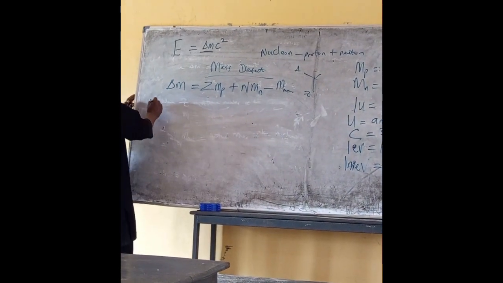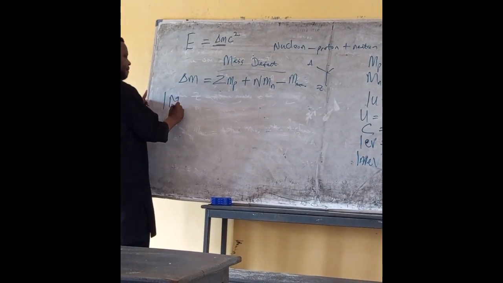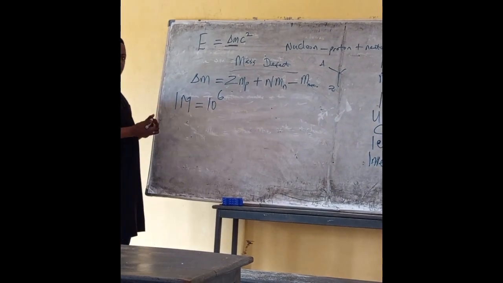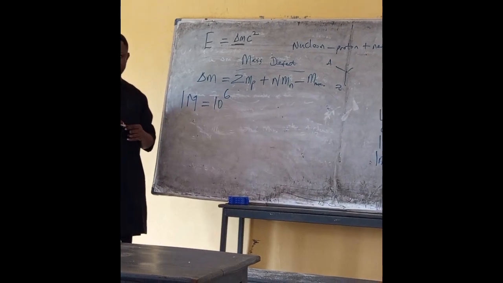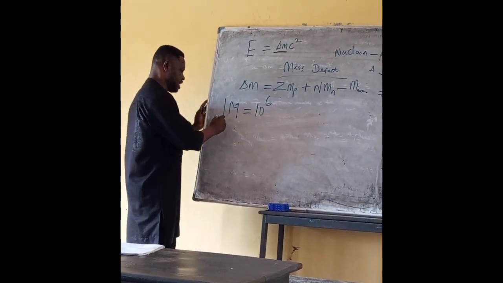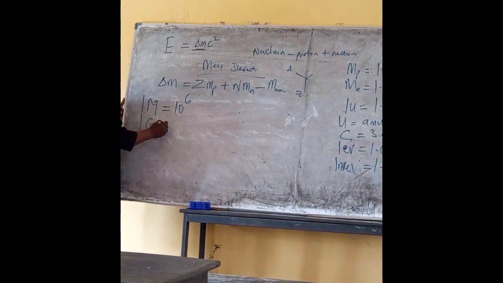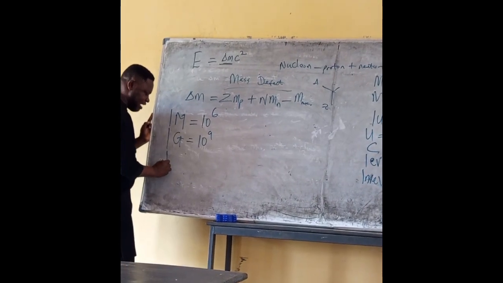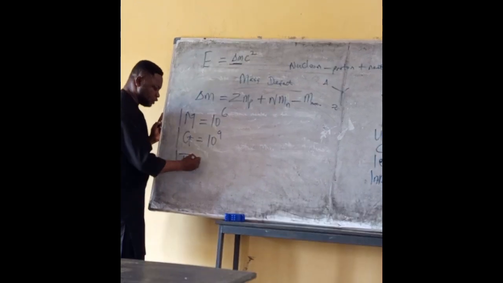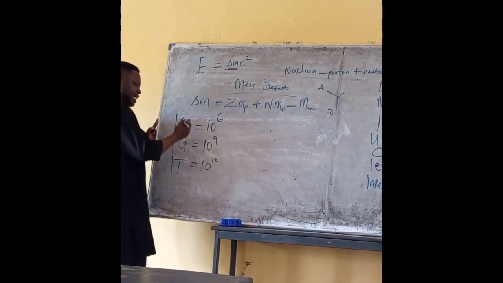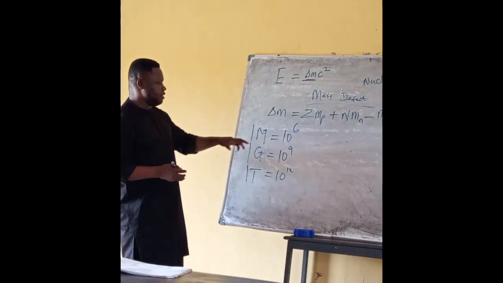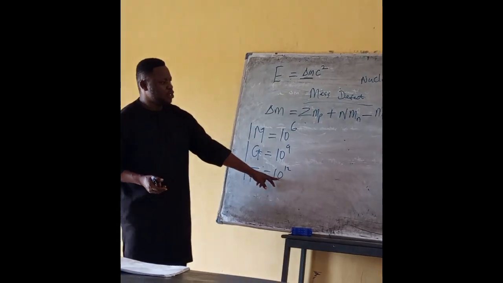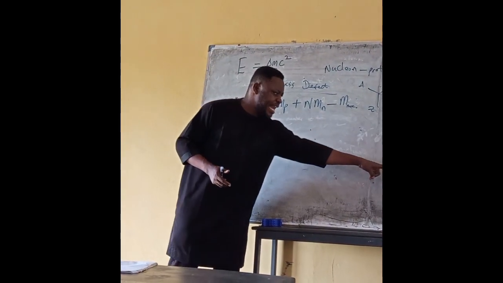Now, 1 mega is the same thing as 10 raised to the power 6. I mean, most of you buy data, megabyte. You buy gig, gigabyte. 1 gig is equivalent to 10 raised to the power 9. 1 terabyte is equivalent to 10 raised to the power 12. At least at this point, you know this thing. If you see 10 raised to the power 6, it means mega. Gig, that's giga, and tera.